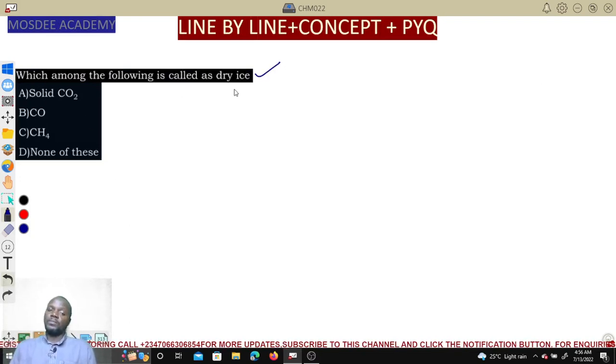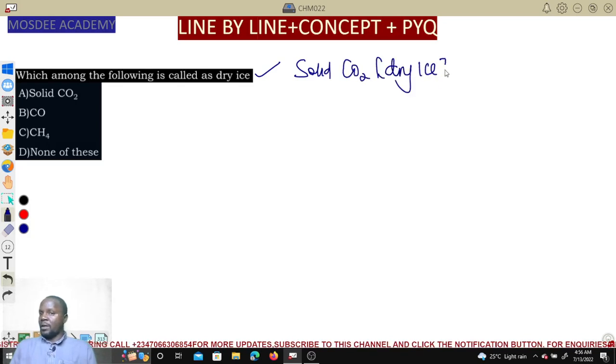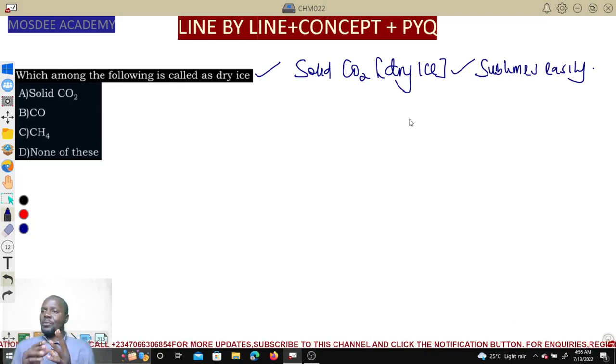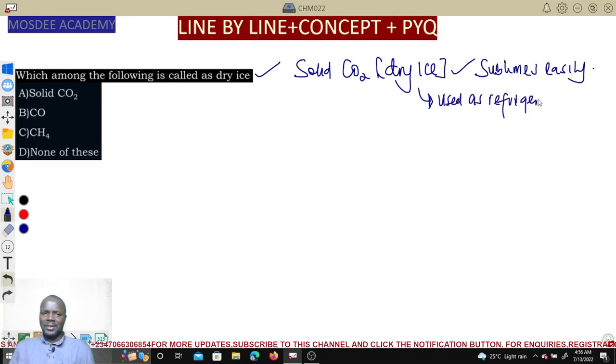Then solid CO2 is called dry ice. Under the introduction to chemistry, talking about physical changes and separation techniques, we talk about this one: it can sublime. It sublimes easily. Although it is solid, it can move directly to gas. I hope you understand. Please, I am rushing now because I'm almost at the end. This dry ice is used majorly as a refrigerant, because you can have a question asking you on the importance of dry ice.